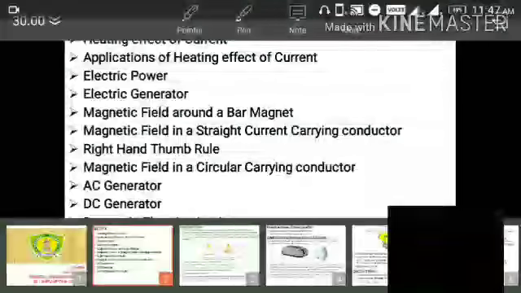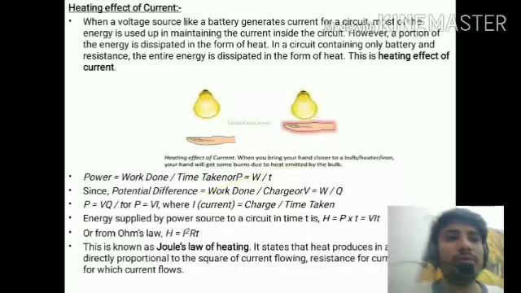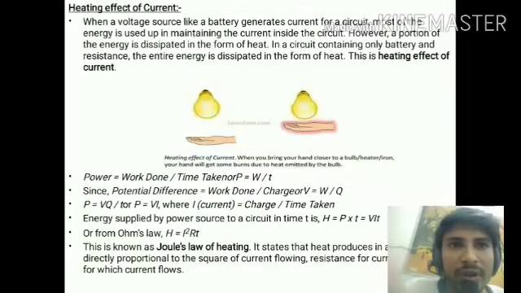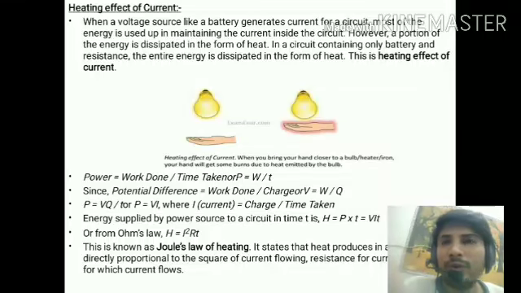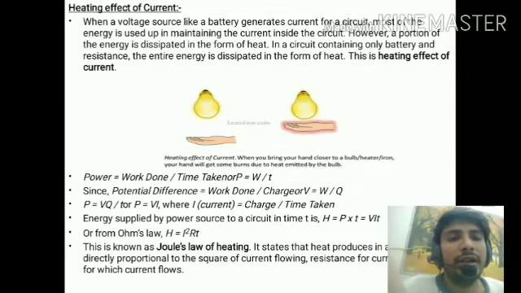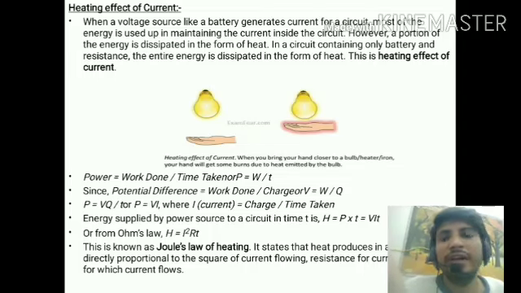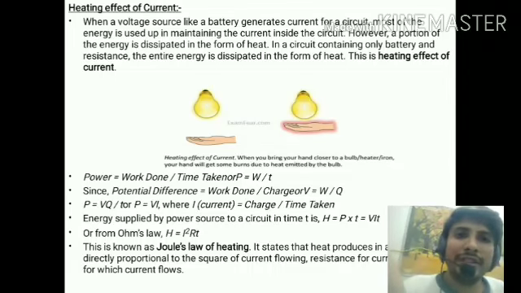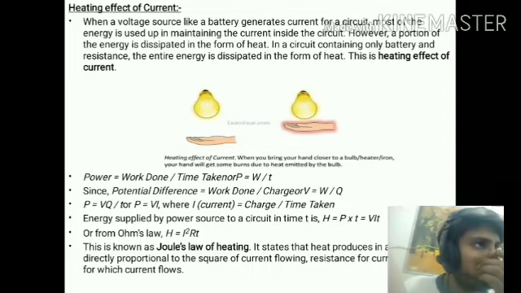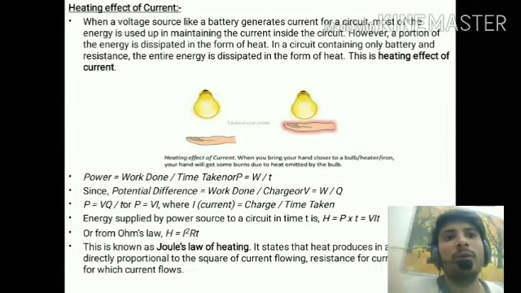Now we start. Point number first, heating effect of electric current. What is the meaning of heating effect? When a current flows through a wire or a circuit, then the circuit starts to heat. That is called heating effect of current. Or you can say that when electricity passes through the wire, then the wire emits energy in the form of heat. That is called heating effect of current.